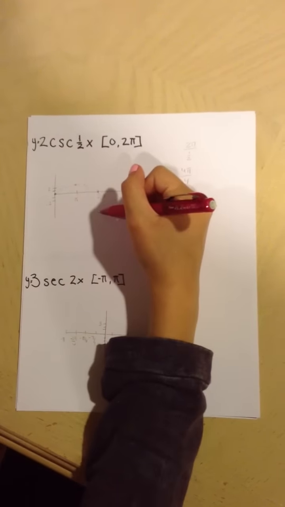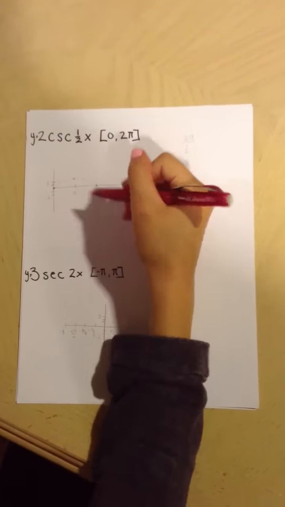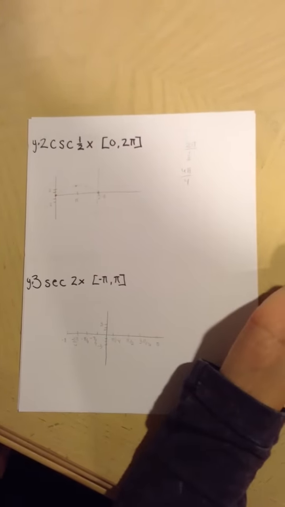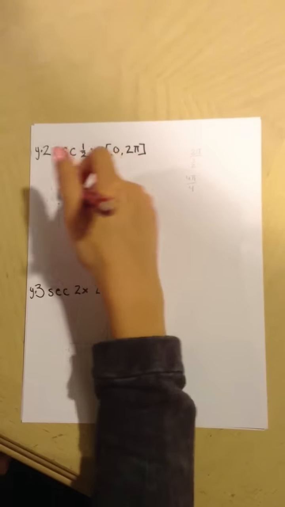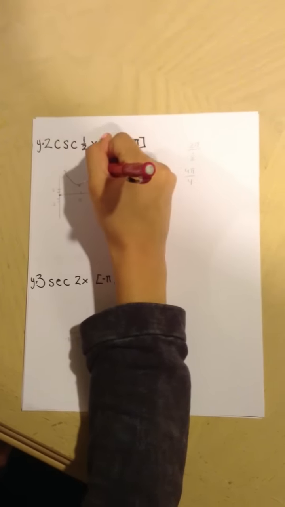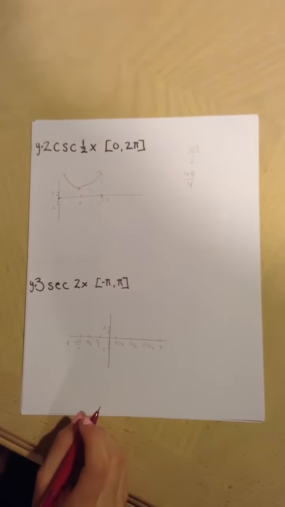And now since cosecant is the inverse of sine, you need an asymptote wherever sine is 0 because that would make it undefined. And then you just turn the graph up, and that's your graph of cosecant.